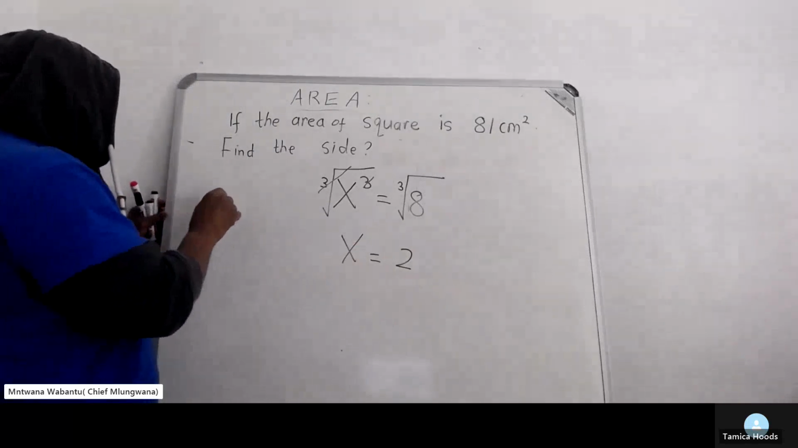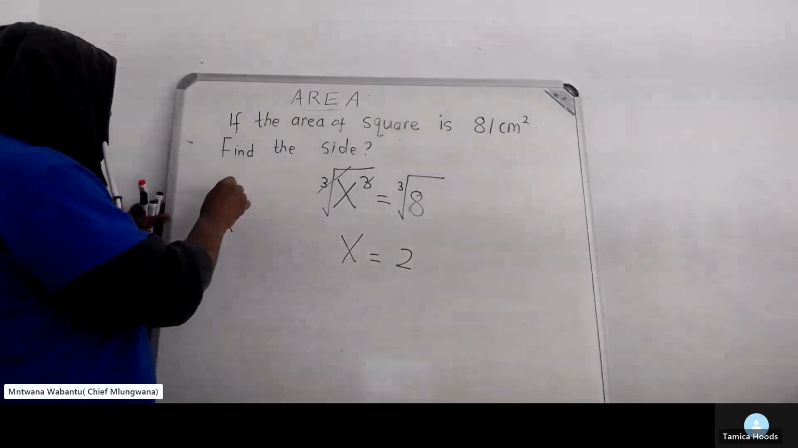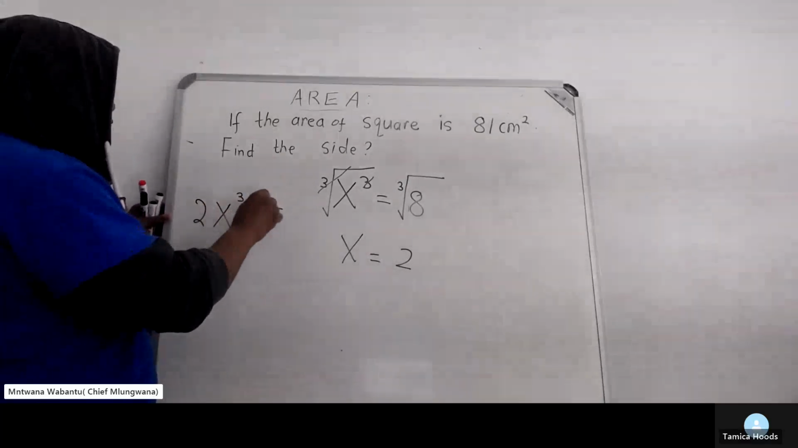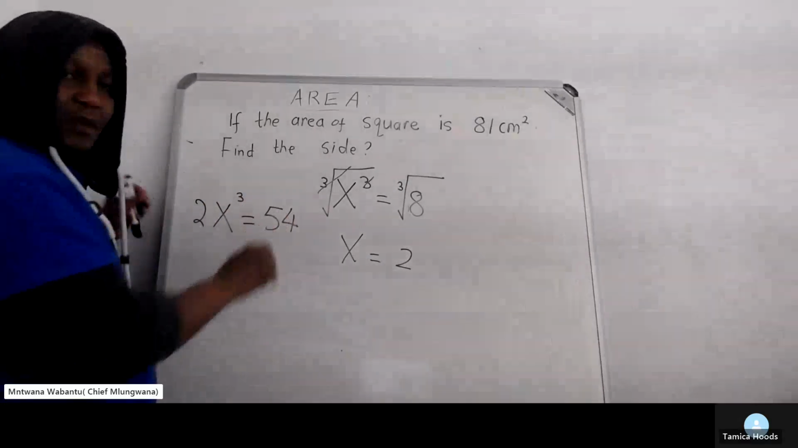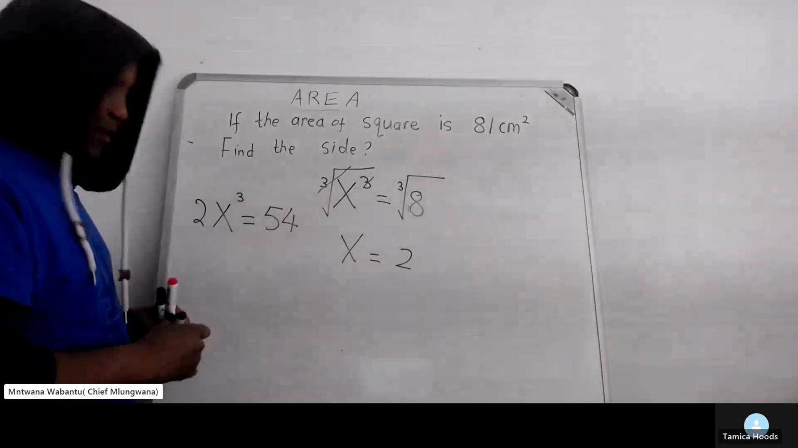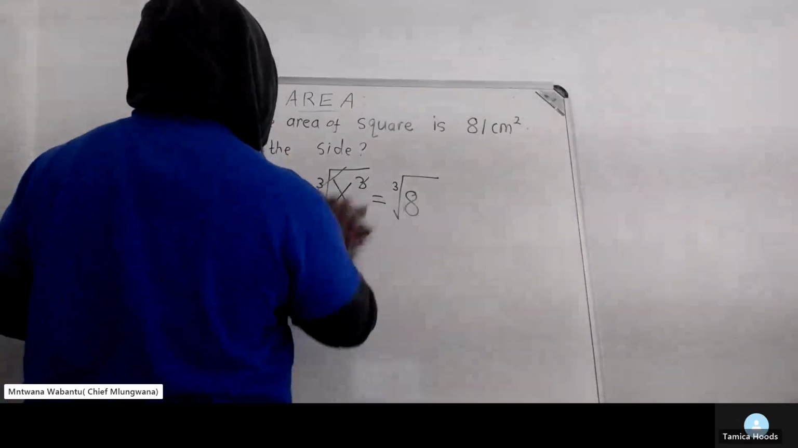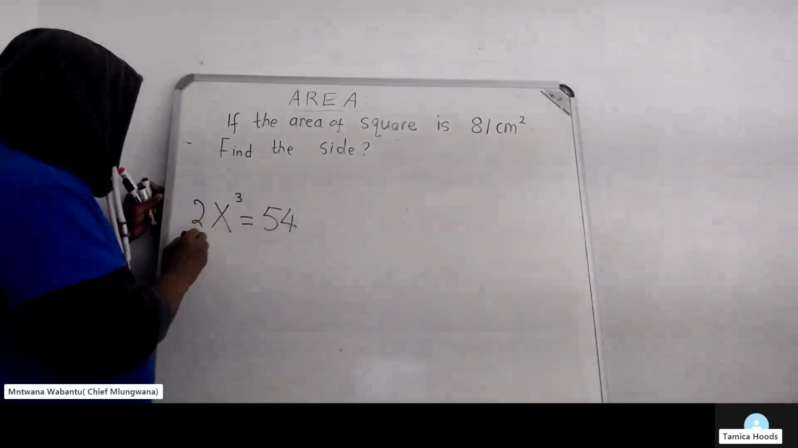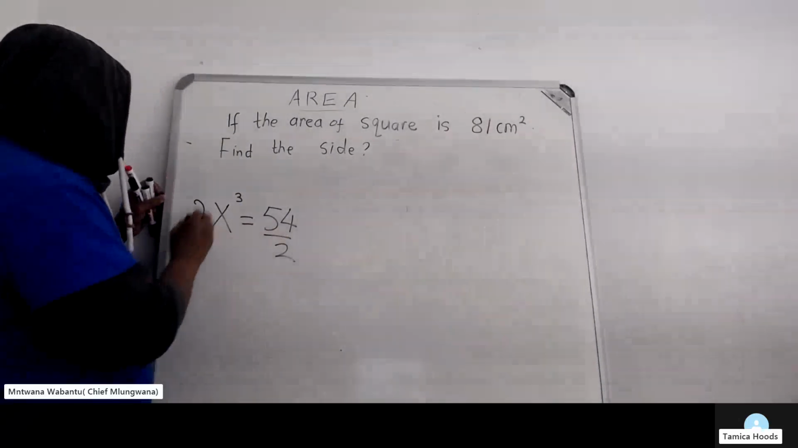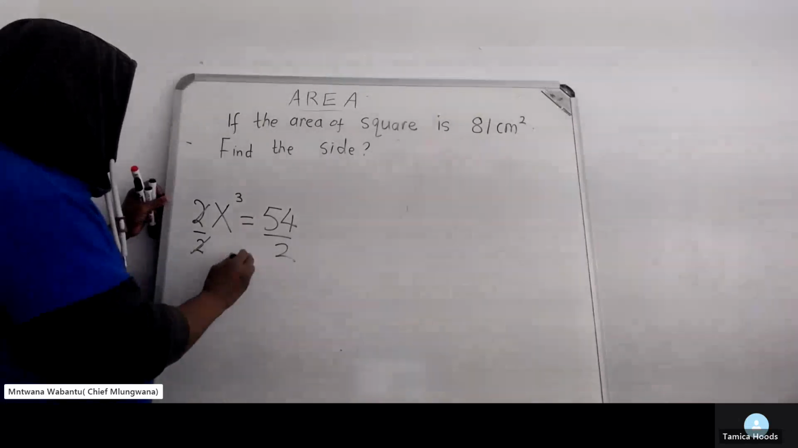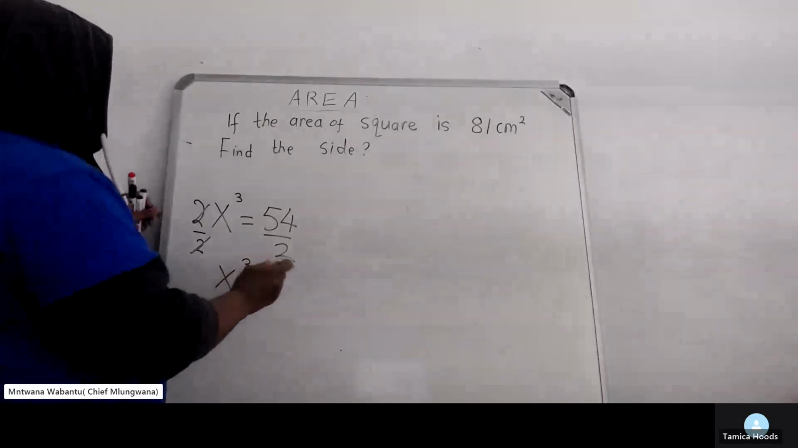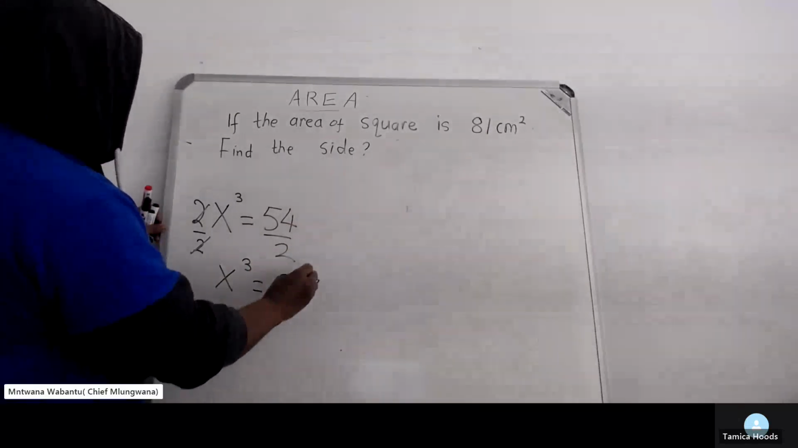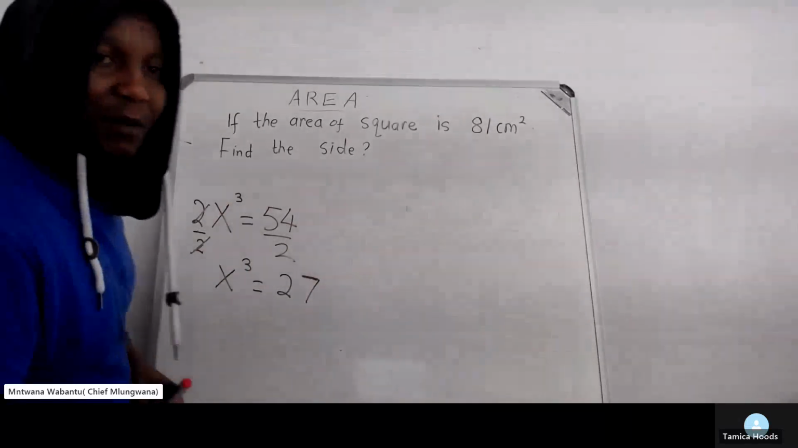Let me take more examples. 2x cubed equals 54. So what is the issue here? The first issue is you have to get rid of the 2. So we're going to divide by 2 and then divide by 2. So we say x cubed equals... How many 2s in 54? 27. 54 divided by 2.